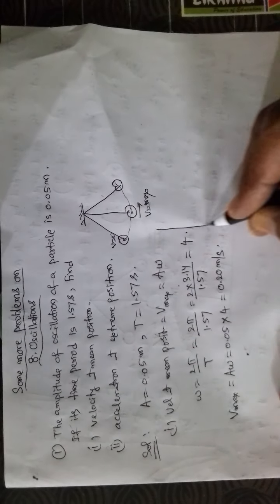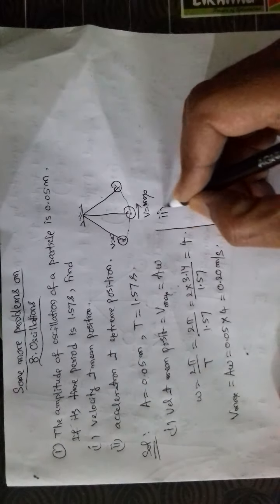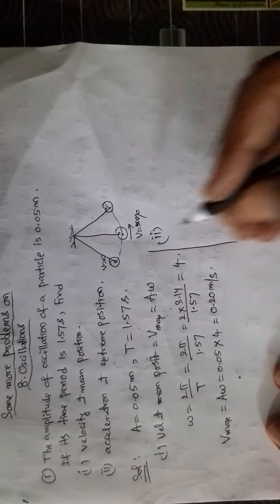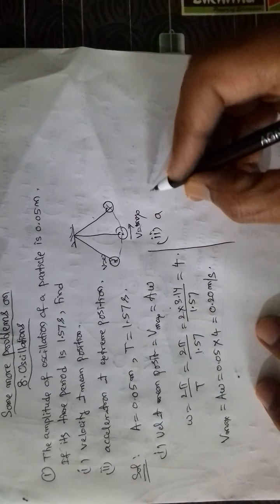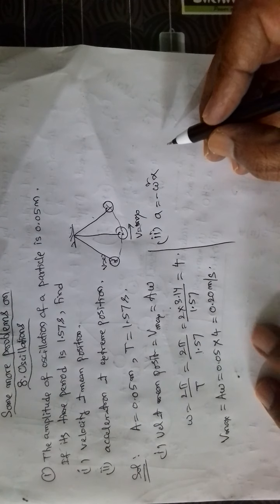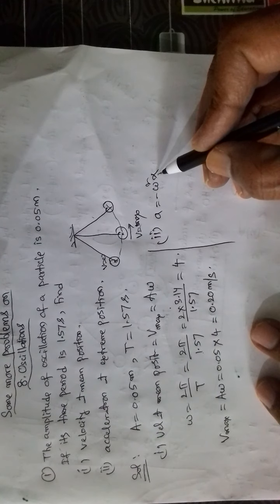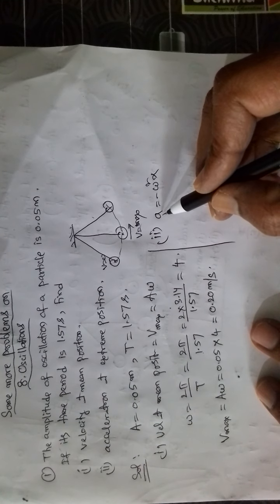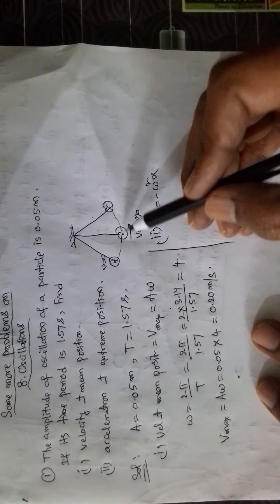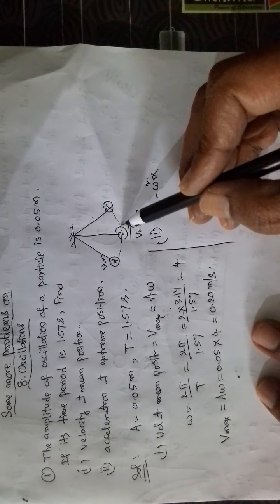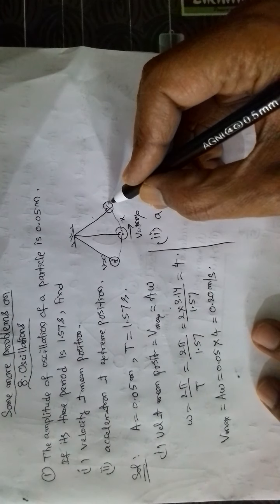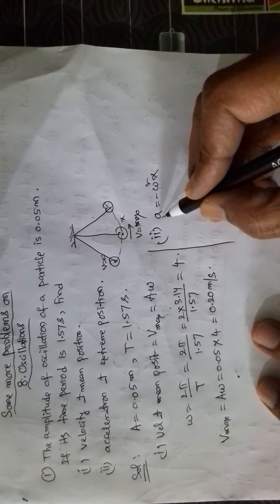So similarly next, second one is acceleration at extreme position. See, for acceleration the expression is omega square x. If displacement increases, acceleration also increases. So when displacement reaches maximum value, as you are moving from mean position to extreme position, the displacement is increasing gradually, and here it is maximum. If x is maximum, a also maximum.